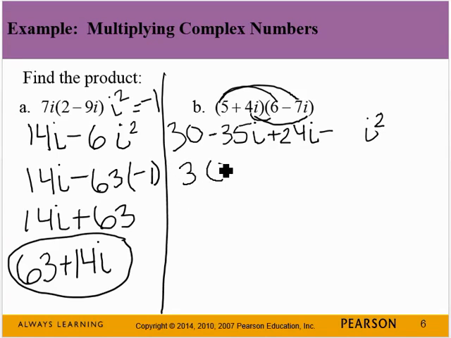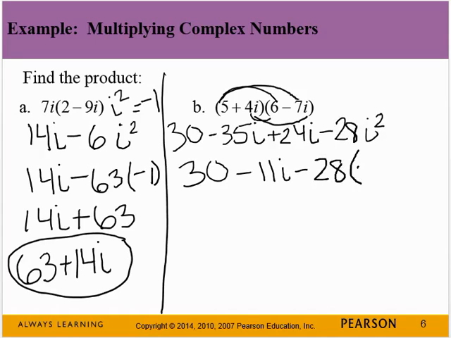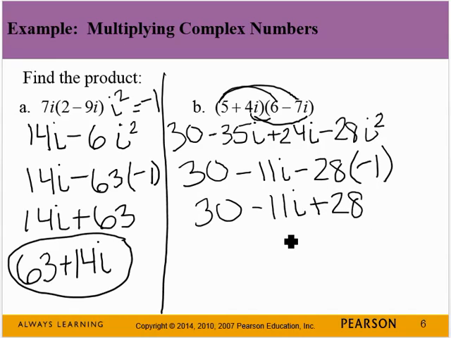So you have 30 minus 11i minus 28 times negative 1. Remember, i squared is negative 1. So 30 minus 11i plus 28. Again, simplify, combine your like terms. So 58 minus 11i.